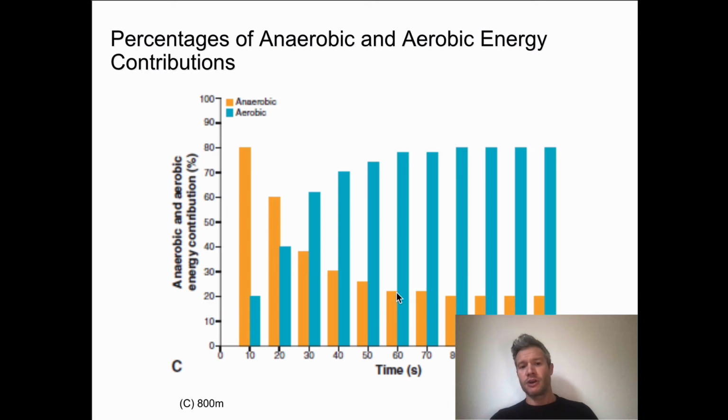Okay, again, troughs off with the anaerobic to about 20% as early as a minute and a half in. And then that's what can be maintained as far as an effort. Okay. Good. So that's 800 meters.